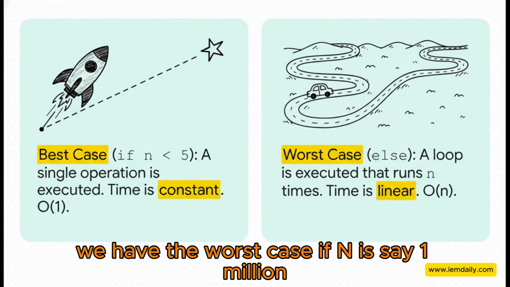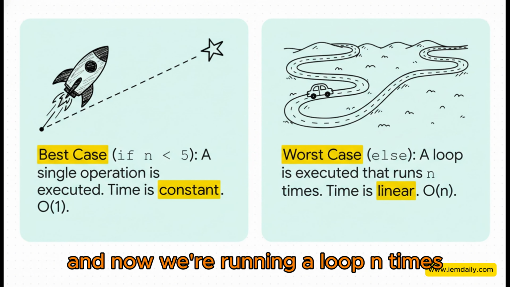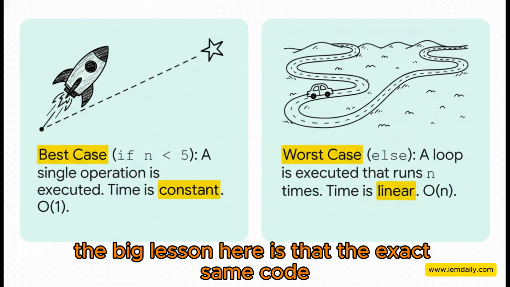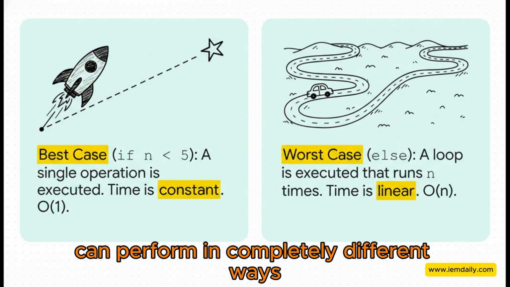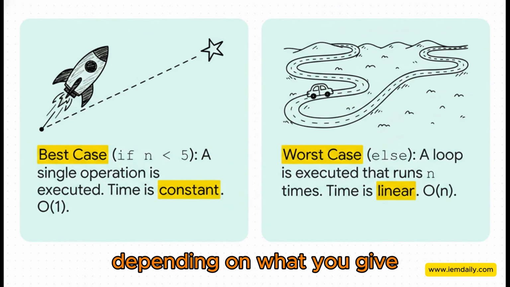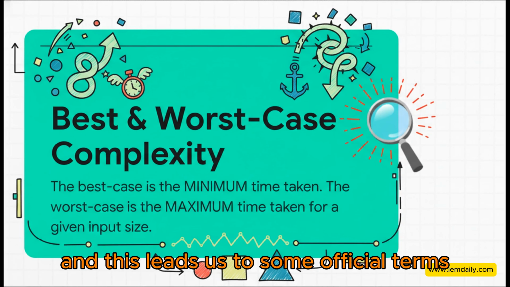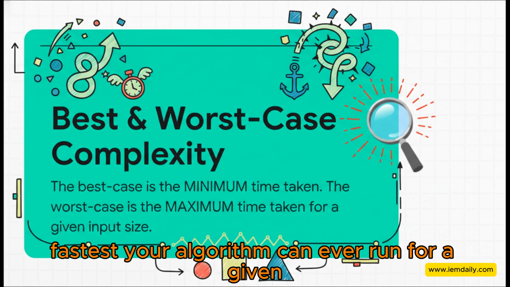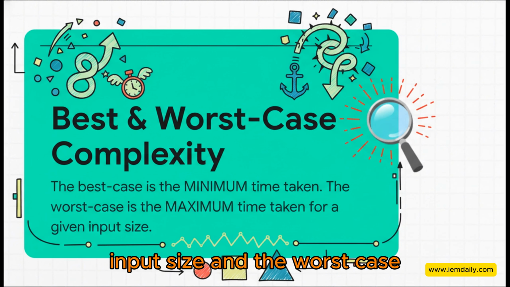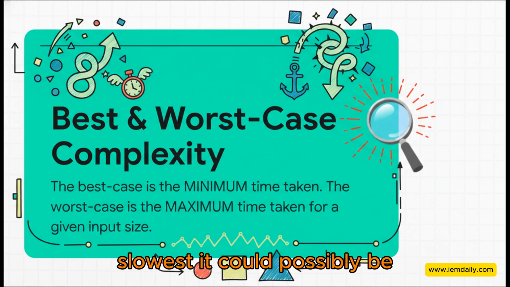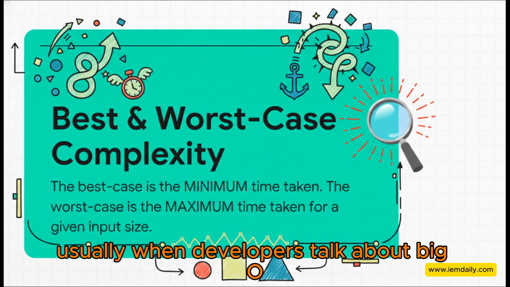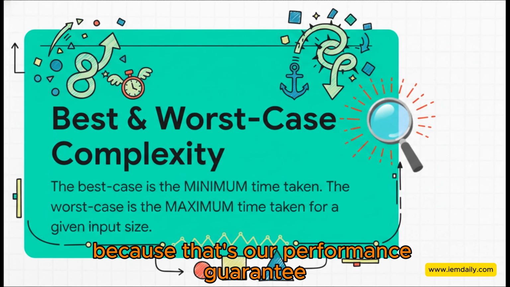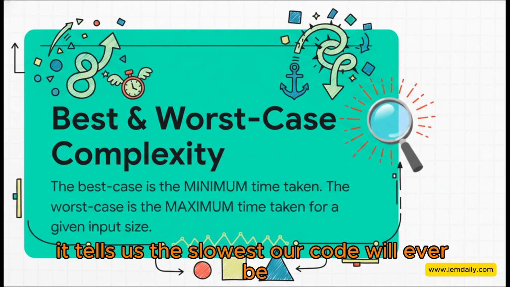If n is, say, 1,000,000, the else block kicks in, and now we're running a loop n times. All of a sudden, our runtime is O of n. The big lesson here is that the exact same code can perform in completely different ways depending on what you give it. And this leads us to some official terms. The best case complexity is the absolute fastest your algorithm can ever run for a given input size, and the worst case complexity is the absolute slowest it could possibly be. Usually when developers talk about Big O, we're focused on that worst case, because that's our performance guarantee. It tells us the slowest our code will ever be.